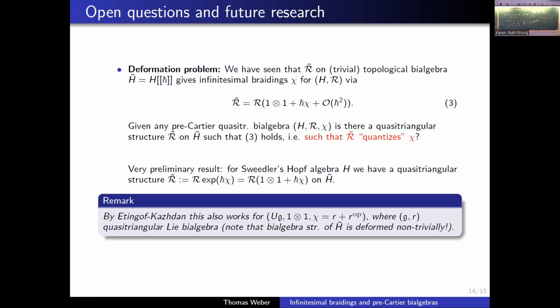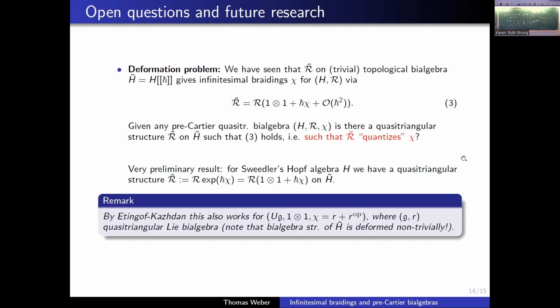And just as the last thing I want to say, this definition gives us a natural deformation problem. We have seen that if you start with the trivial topological bialgebra and you look at the first order of some R tilde, you will get chi. But now we can ask the converse question. If we start with H, R, and chi, can we always find an R tilde which quantizes chi, meaning that this R tilde should have chi as its first order? Is this possible? We don't know. It could be a very hard question.